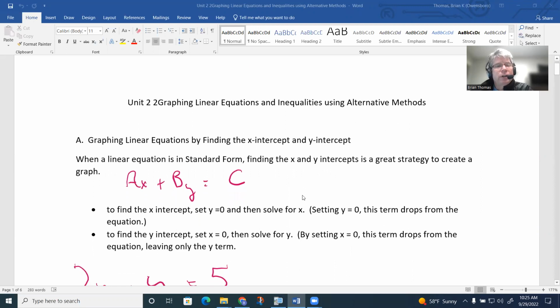So out of this lesson here, graphing linear equations, there's going to be several ways of doing it. But basically, to graph a line, we just need 2 ordered pairs or 2 points. If there's a way to locate 2 points on the line, that's going to create the graph of the line by just identifying 2 of those solutions. So the first strategy is what we call finding the x and y intercept. So when a linear equation is in what we call standard form, finding the x and y intercepts is a great strategy to create the graph.